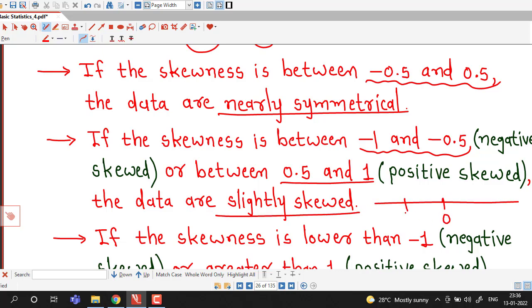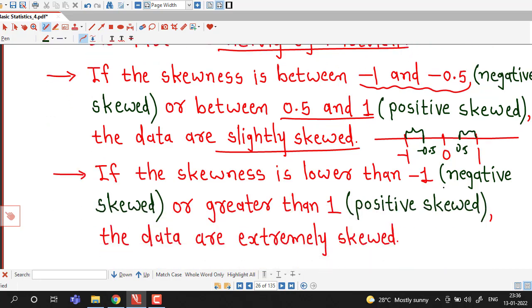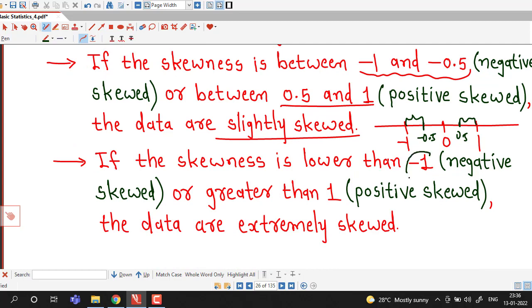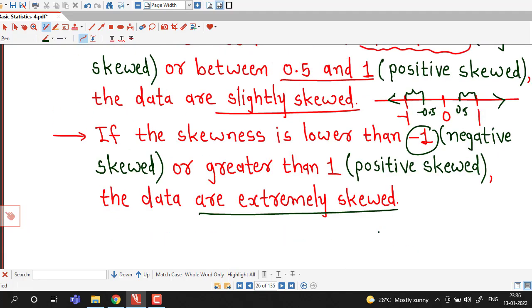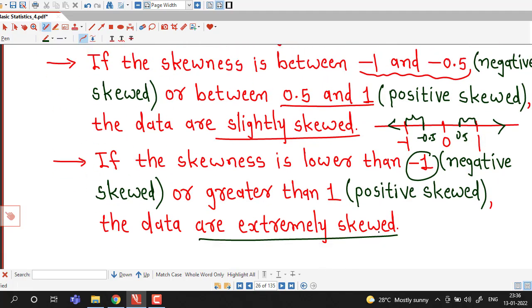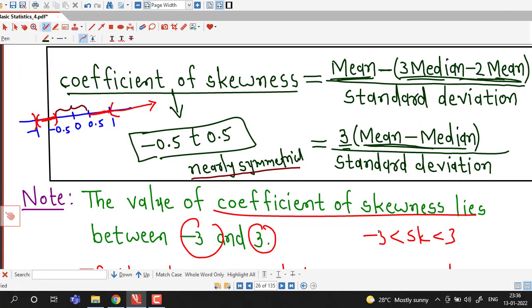Okay, so as I discussed, if distribution is in between minus 1 and minus 0.5, then it is negatively skewed. If it is in between 0.5 and 1, then it is positively skewed. And if the skewness is lower than minus 1, that is in this part, or greater than 1, then the data are highly skewed or extremely skewed. So we will remember all these details about coefficient of skewness.